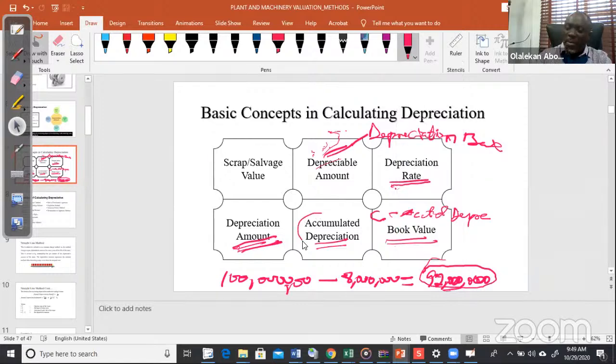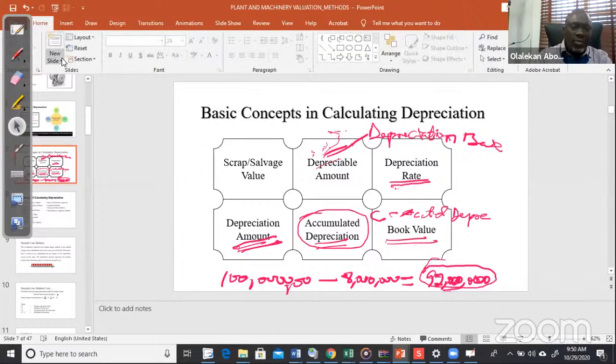Accumulated depreciation means total depreciation over a period of time. Total depreciation, total loss in value because of usage. But accumulated depreciation, while it means the same thing as total depreciation, is different from accrued depreciation. Please note that. It's different from what? Accrued depreciation.